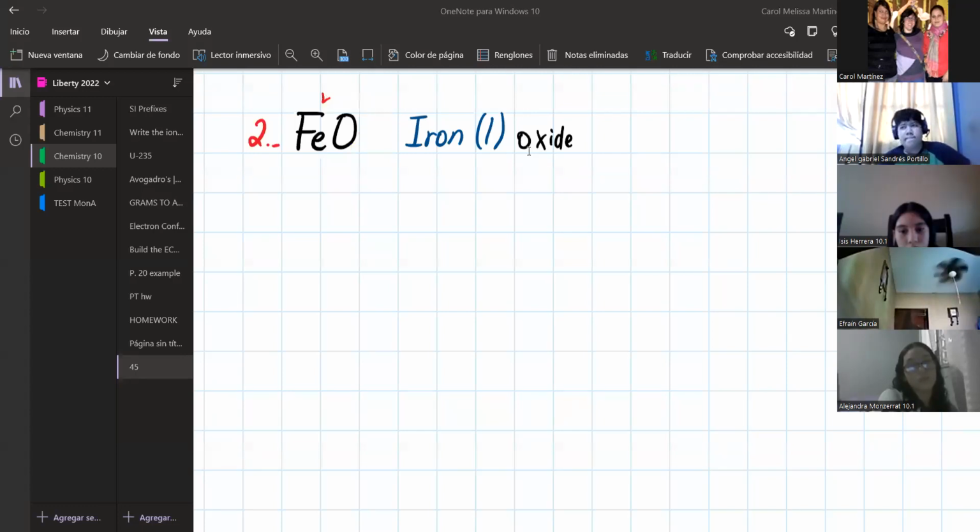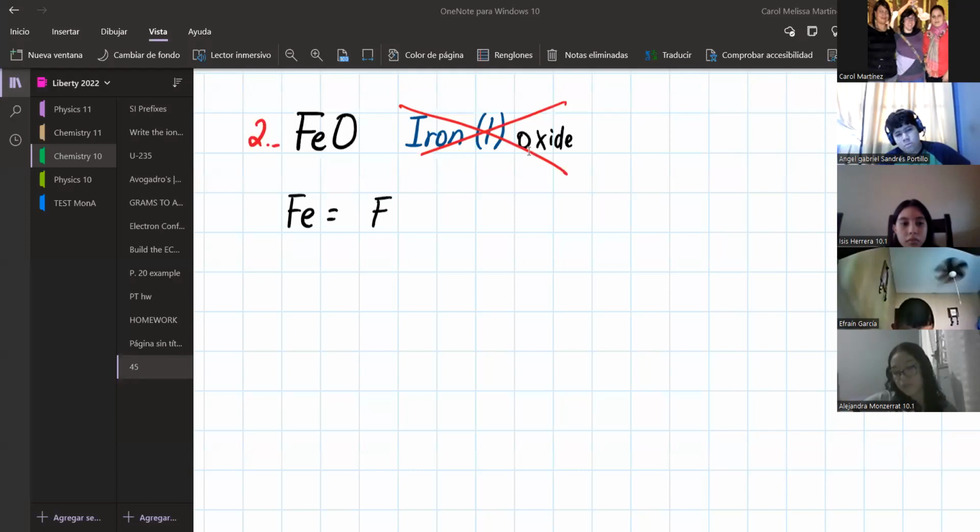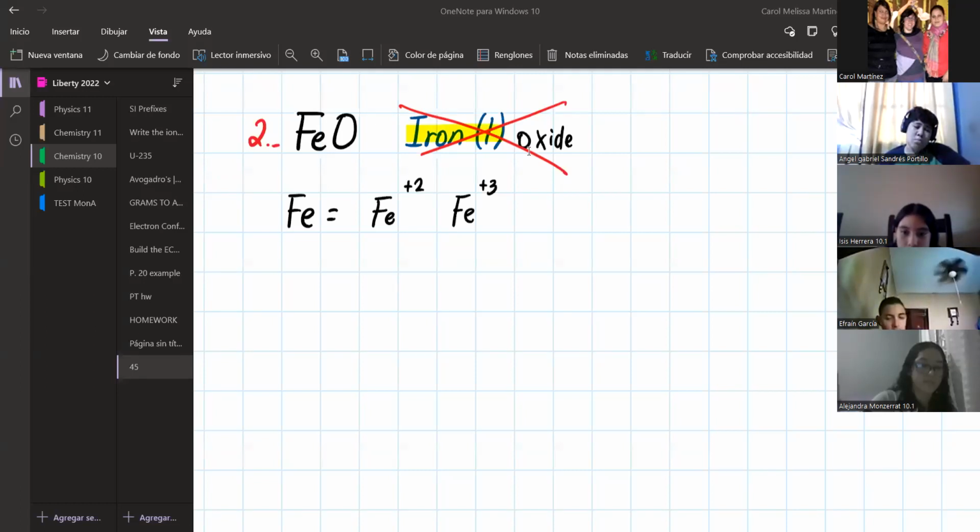If you do this, it's going to be incorrect for 2 reasons. The first reason is iron can be only iron plus 2 or iron plus 3. Iron 1 does not exist. So if you say that this is iron 1 only because the subscript of oxygen is invisible 1, that is incorrect. So what happened here?